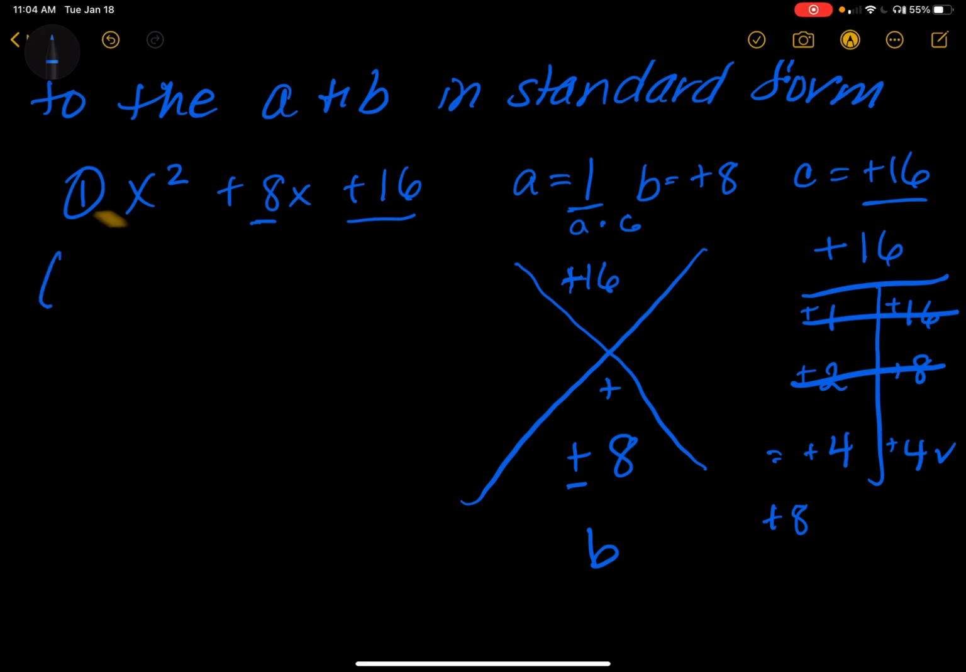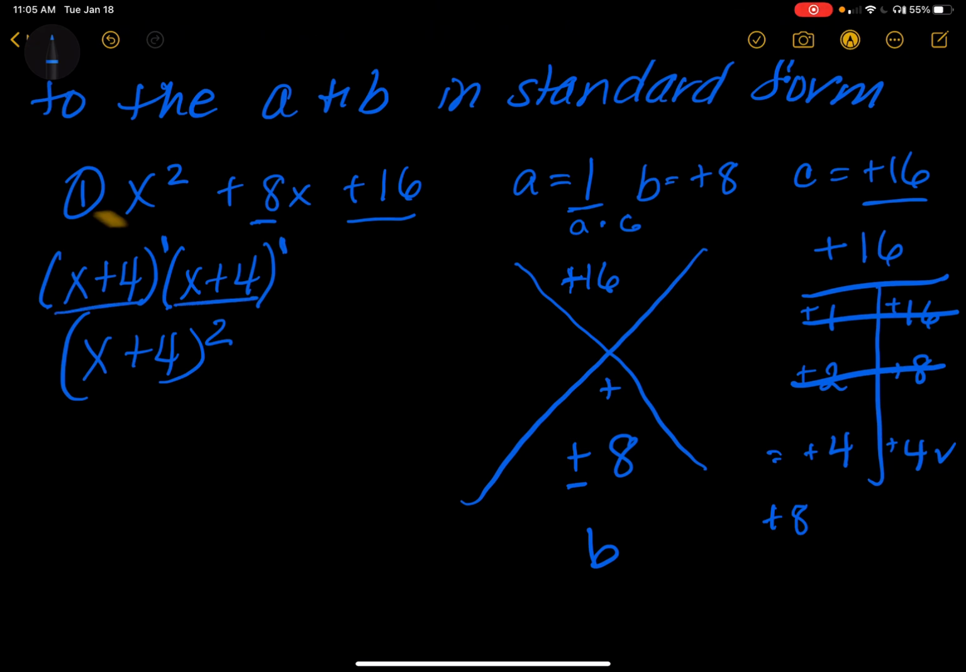So we can write this in factored form now. x plus 4 times x plus 4, or x plus 4 squared. And the only reason I wrote it as squared is because this is an understood 1, and anytime you're multiplying like bases, you just add your exponent.